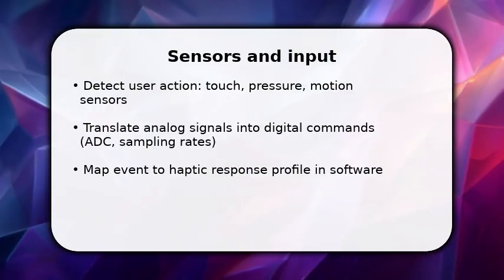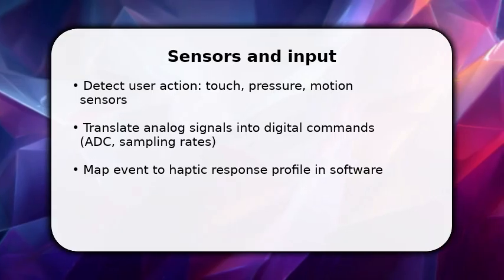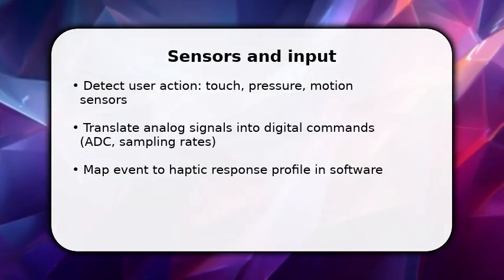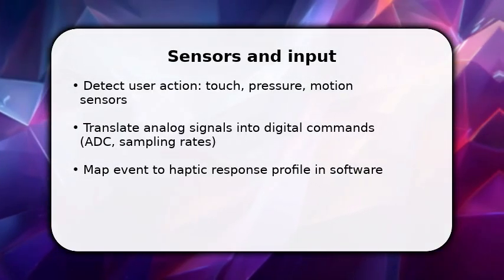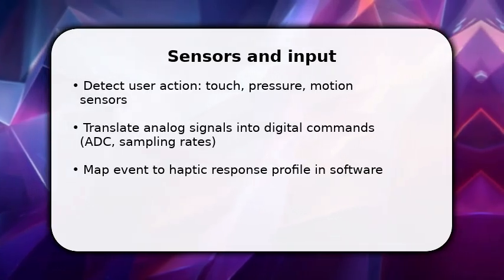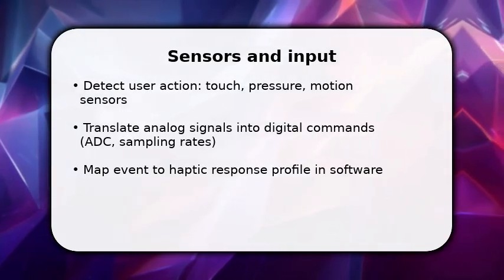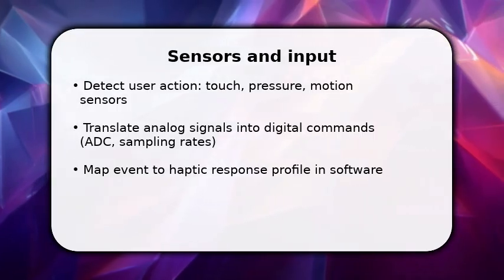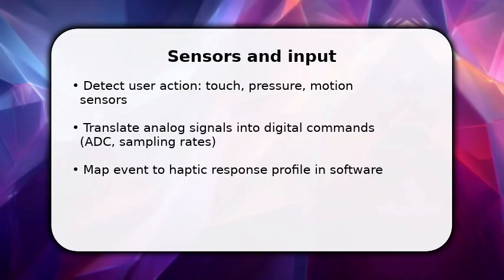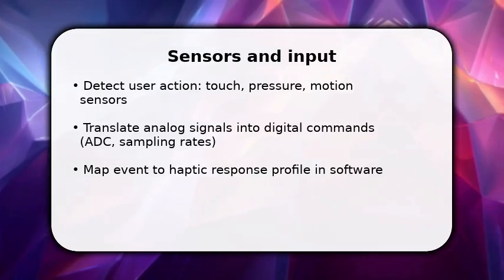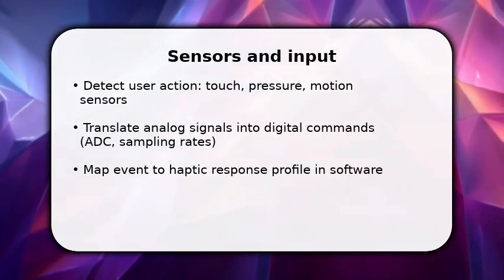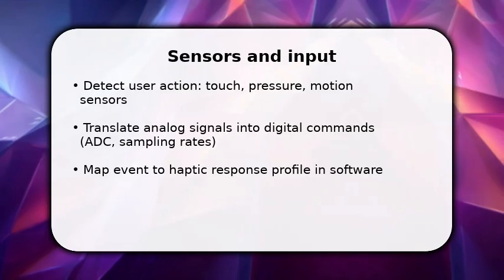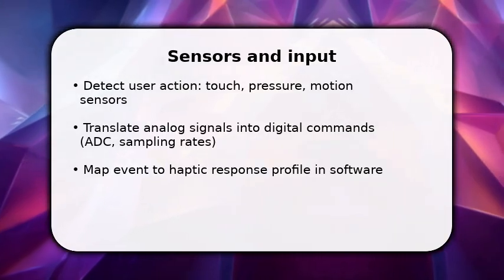You start by sensing input: capacitive touch, pressure sensors, or IMU motion. The hardware converts analog signals into digital events via ADC and sampling. This ensures timing accuracy. Once the event is captured, you map it to a haptic profile: intensity, duration, and waveform inside firmware or the OS. Make sure to sample at a sufficient rate to avoid latency. Lower latency gives crisper feedback.